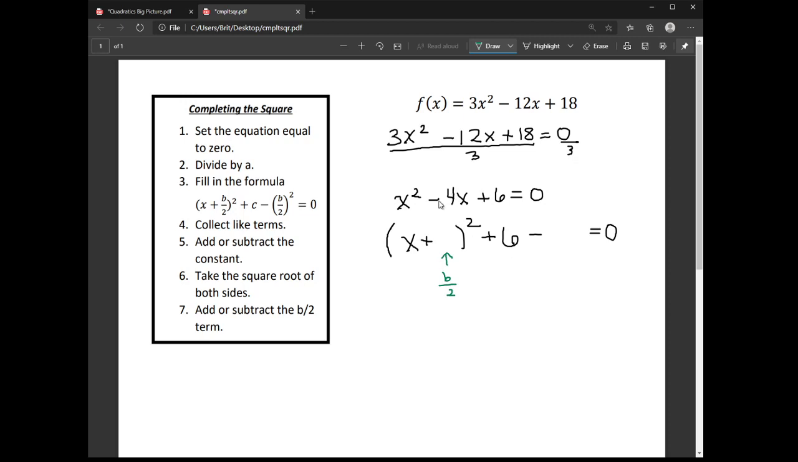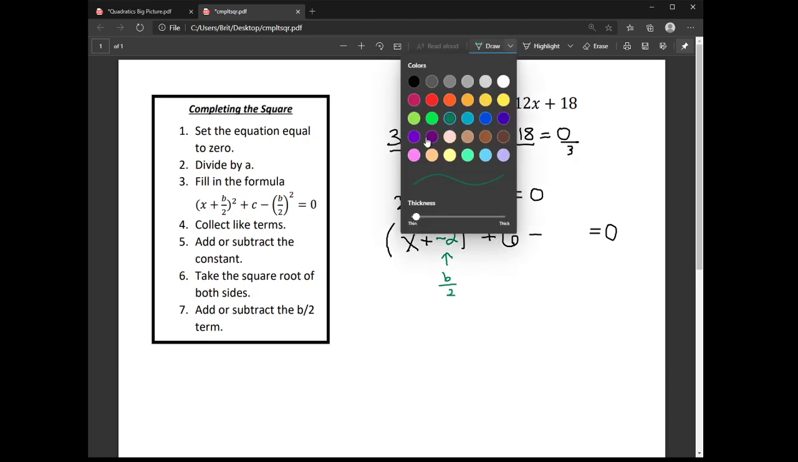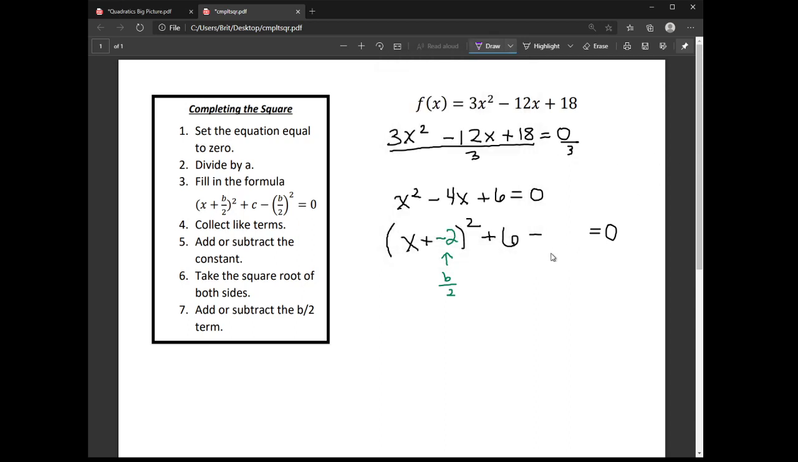Alright, so negative 4 divided by 2 is negative 2. And that's what goes in this first blank. Now this second blank, I'm going to take that value I just got, where I divided by 2, and I'm going to square it. So this negative 2 is going to get squared. So negative 2 times negative 2 is 4.